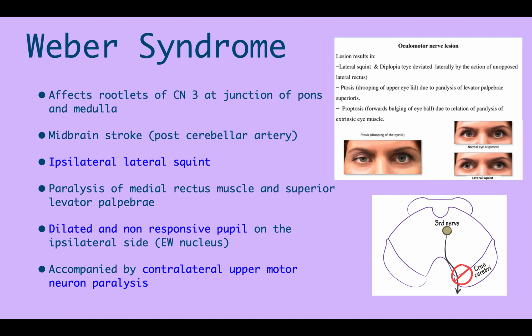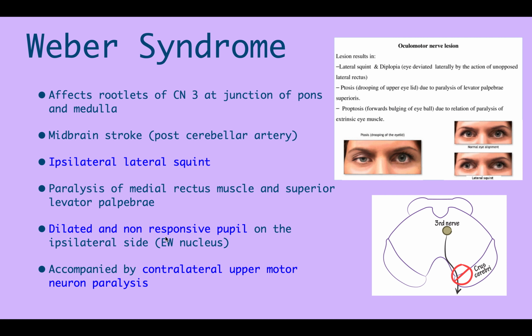Weber syndrome is going to affect the rootlets of cranial nerve 3 at the junction of pons and medulla, and it's going to cause an ipsilateral squint and diplopia, along with ptosis and proptosis. And it's usually caused by a midbrain stroke of the posterior cerebral artery. And the squinting and the ptosis is going to be due to the paralysis of the levator palpebrae and the medial rectus muscle and the superior levator palpebrae.